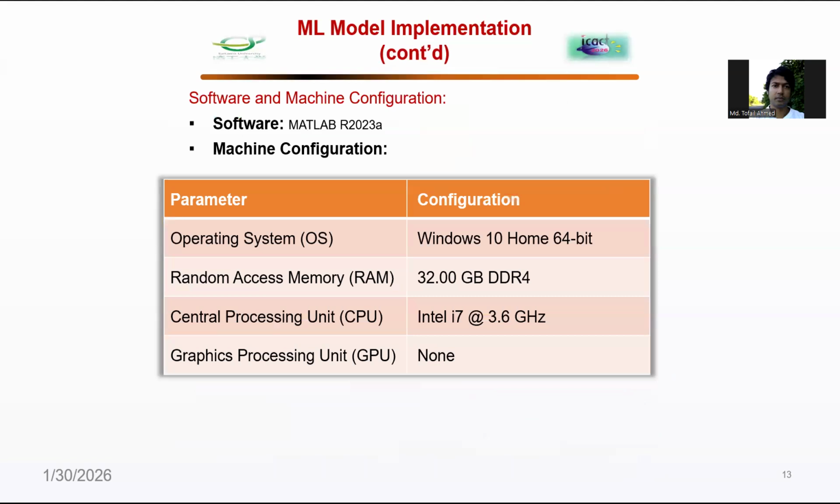All of our work was done in MATLAB 2023A on a Windows 10 computer with 32 GB of RAM and an Intel i7 processor. A key point is that we did not use a graphical processing unit, GPU. All results came from the CPU alone, so our performance data reflects pure processing unit performance.